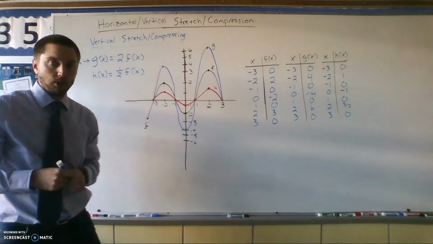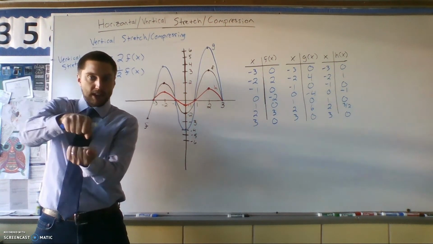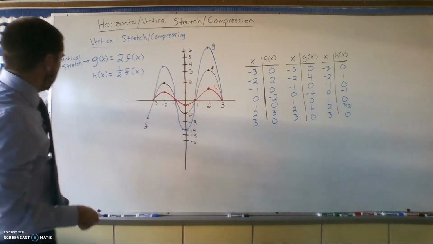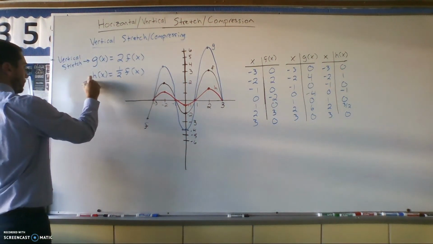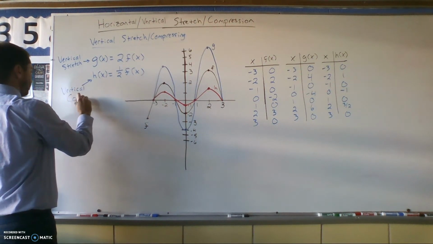Okay, and then what about H of X? Well, H of X looks like we grabbed the F graph and we smashed it. We smashed the marshmallow. And so H of X is what we call a vertical compression.